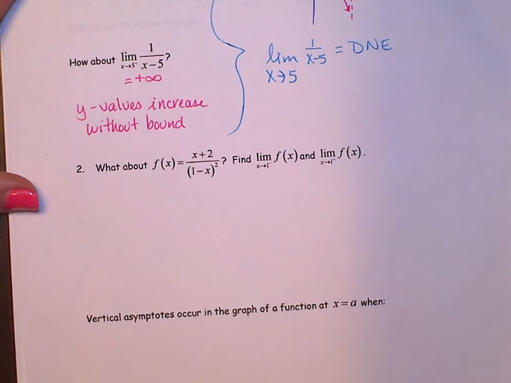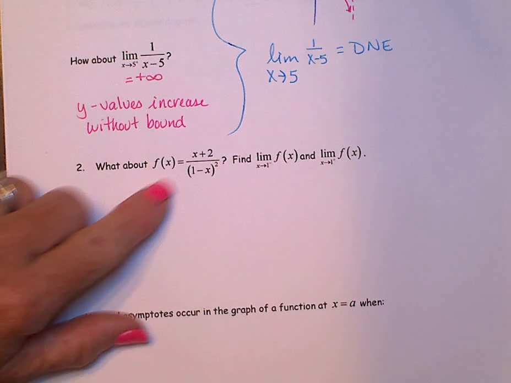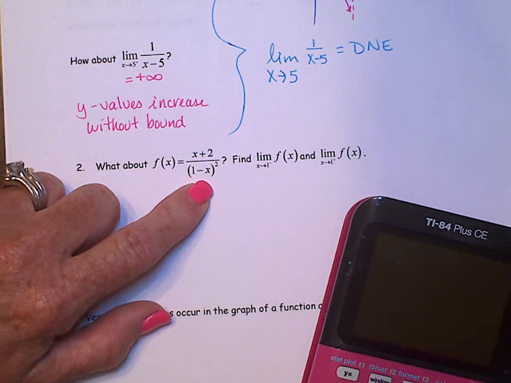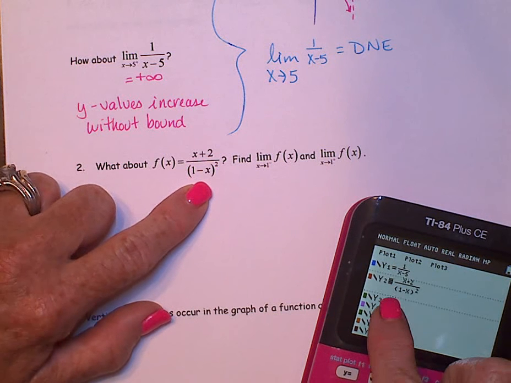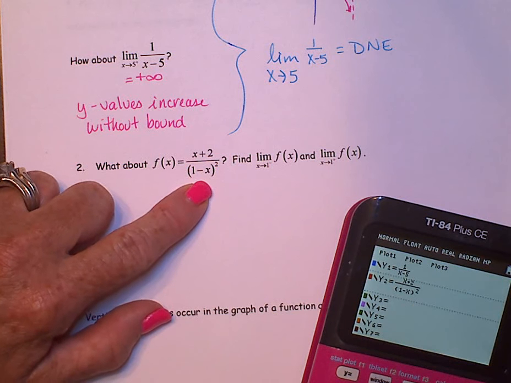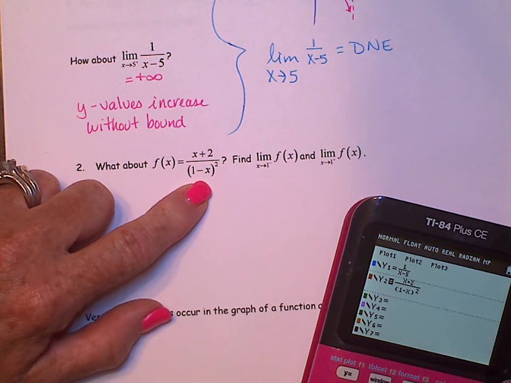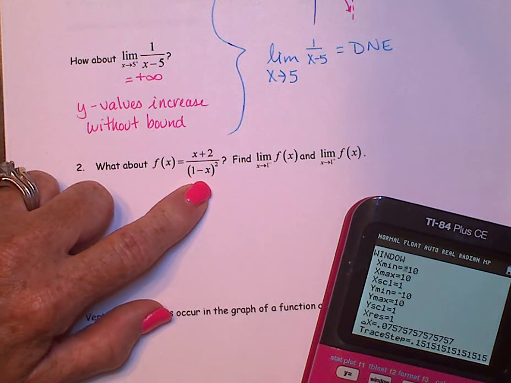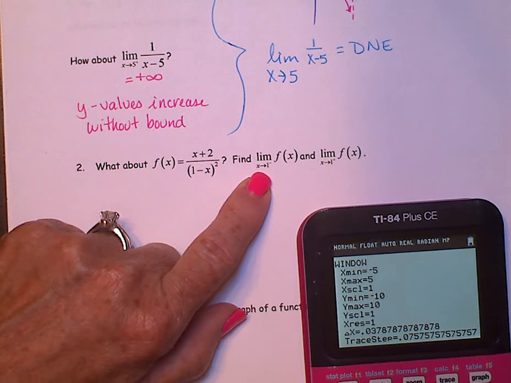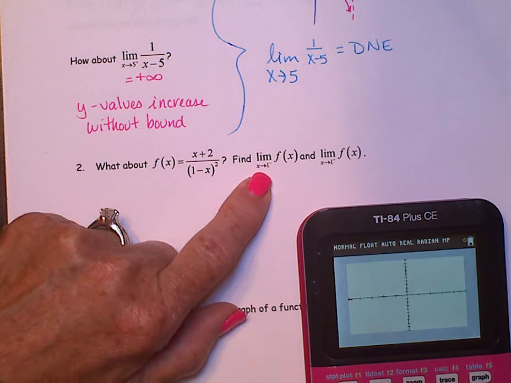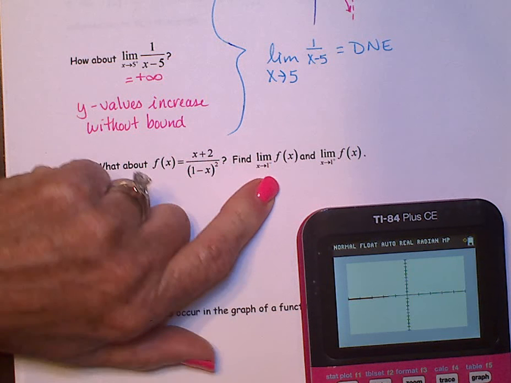Looking at this next one, what about this function? F of x is x plus 2 over 1 minus x quantity squared. Let me turn this one off, and I'm going to change the window here. Negative 5 to 5 in the x direction, negative 10 to 10 in the y direction, and we are looking at the limit as x approaches 1 from the left and 1 from the right.